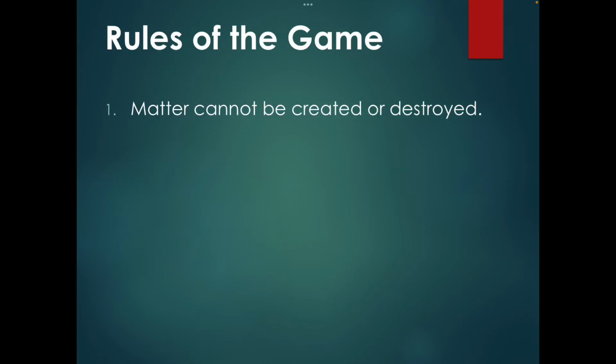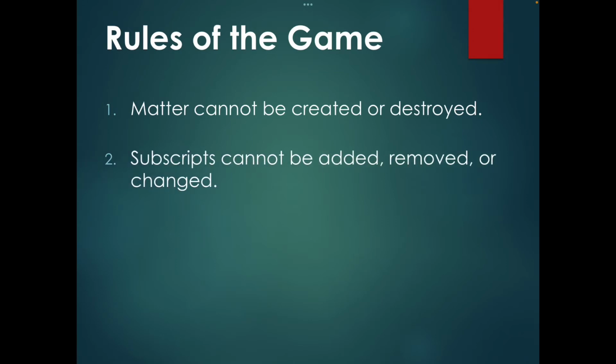All right, some rules to follow when we're balancing chemical equations. The first one, and the most important one, is that matter cannot be created or destroyed. That's the whole reason that we're balancing chemical equations. We have to obey the law of conservation of matter. Our second one, subscripts cannot be added, removed, or changed. I like to say that subscripts save lives.